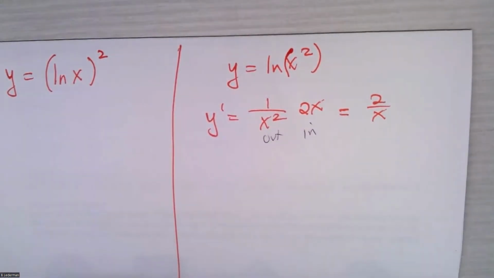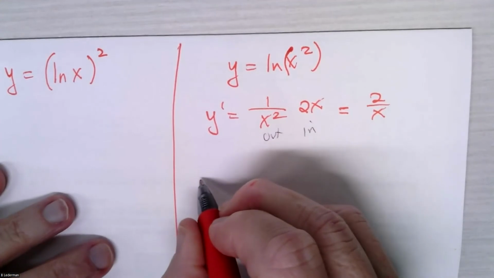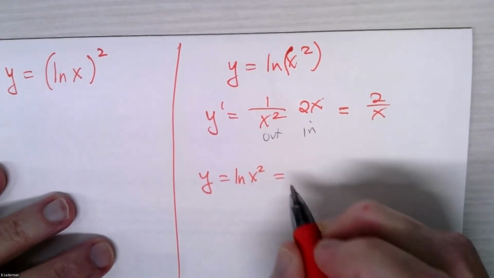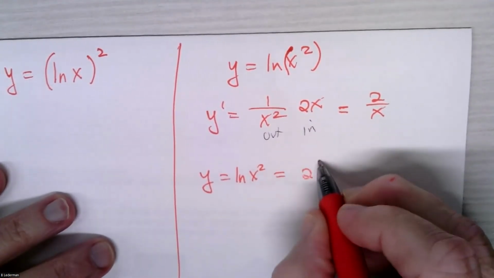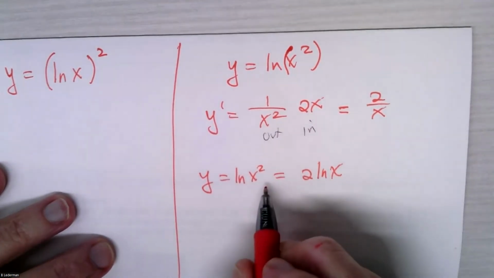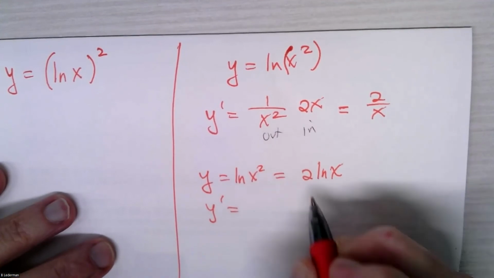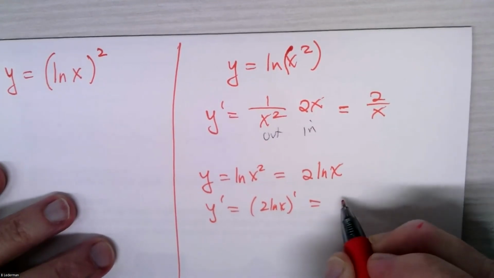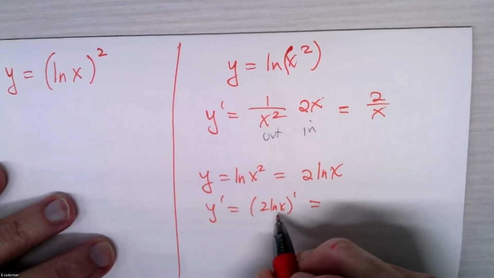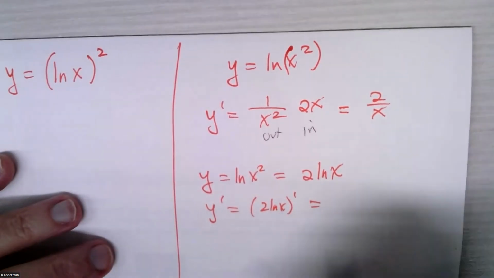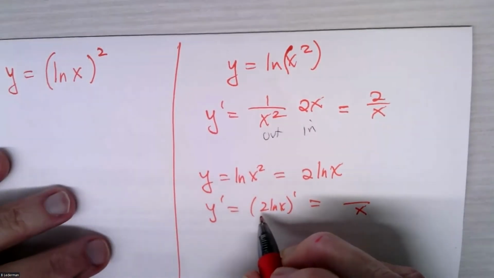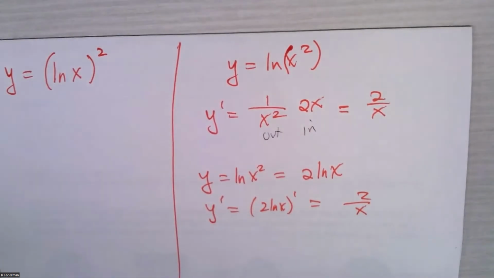And I just want to show you that we could have done this problem a little bit differently. The laws of logarithms tell me, let's write the whole problem over. Y equals ln of x squared. Well, by the laws of logarithms, this is equal to 2 times ln of x. That's a rule of logarithms. So y prime is just going to be 2 ln x prime. And that's just going to be the derivative of ln x, which is 1 over x. And the 2 constant, just as we said before, just goes along for the ride. So I get 2 over x. I get the same 2 over x.